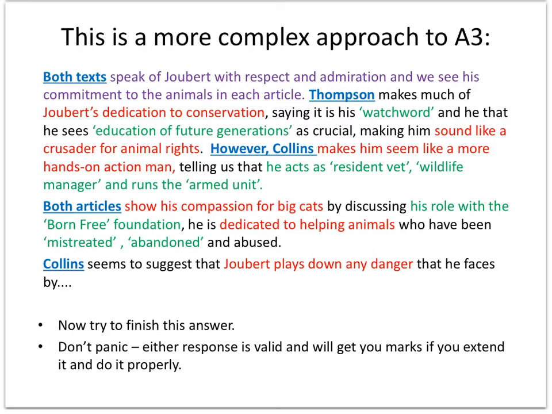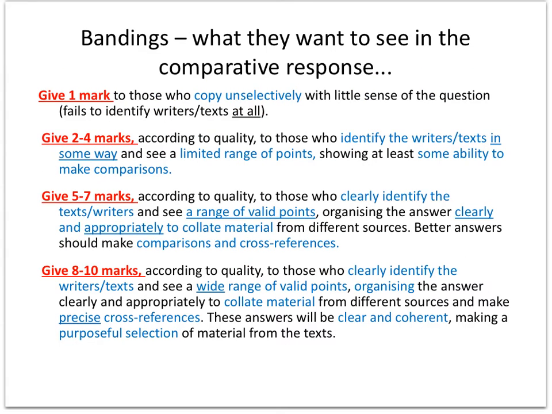So, what you should do now is try to use this more sophisticated model to finish the answer, and you shouldn't panic at this point, because either response is valid and will get you marks if you extend it and do it properly. And again, here we have the marking criteria. So if we look at marks 5 to 7, which is our seen above, you need to clearly identify the text and writers, a range of valid points, clearly and appropriately collating material. That's a skill that you're actually using here, collating information from different texts, and better answers should make comparisons and cross-references.